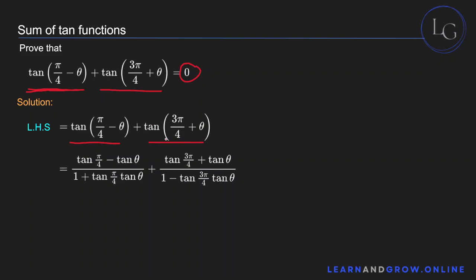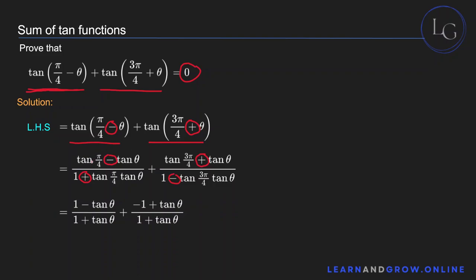And again, you apply the same identity on this tan 3 pi by 4 plus theta, that is equal to tan 3 pi by 4 plus, right? Because over here it's minus because this is minus, and over here it's plus because this is plus. And at the denominator the signs are just inversed as well. Now this is equal to tan 3 pi by 4 plus tan theta over 1 minus tan 3 pi by 4 tan theta. Fairly simple. Now let's see how it becomes 0.